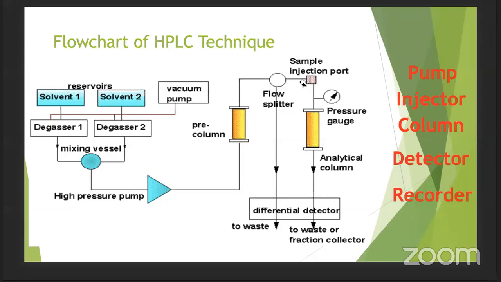The other one is the stop flow septum-less injector. As the name suggests, stop flow: you have to stop the flow of mobile phase. Then you have to inject the sample using a valve. And once that is done, you will close the valve and then restart the flow.